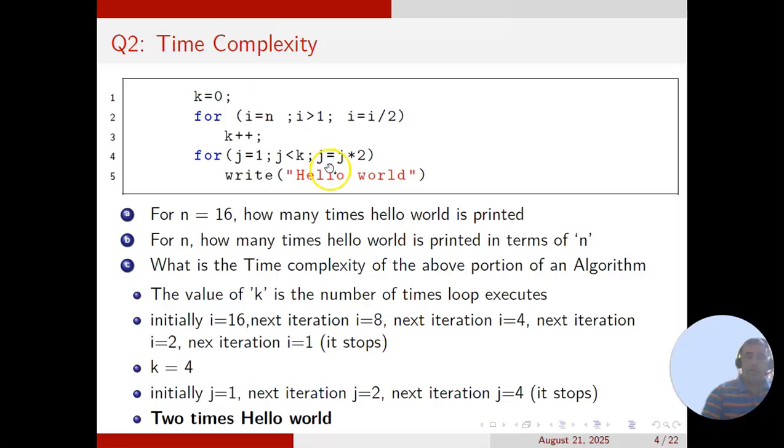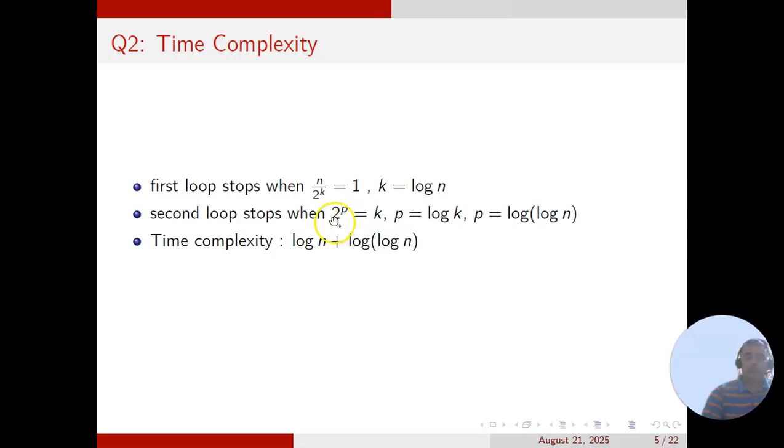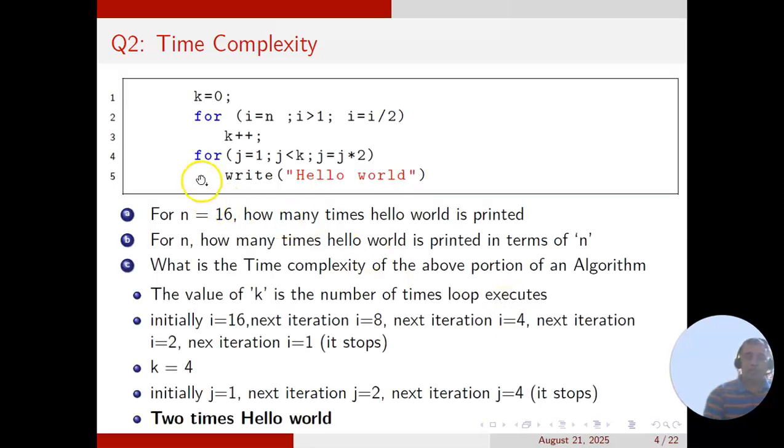Now in every iteration j is doubled, so j is initially 1 and next 2, and next 2 square, 2 cube, some 2 power p. When 2 power p is equal to k, it is going to stop. That means p is log k. P is log k, and as we know that k is log n, so it is log of log n. So the number of times that hello world is printed for a general n is log of log n.